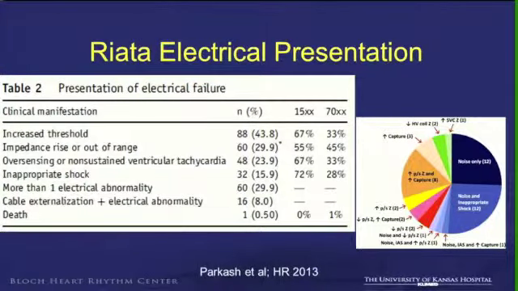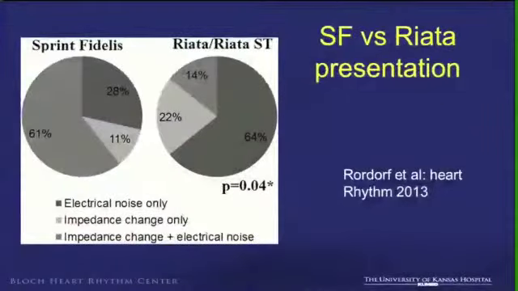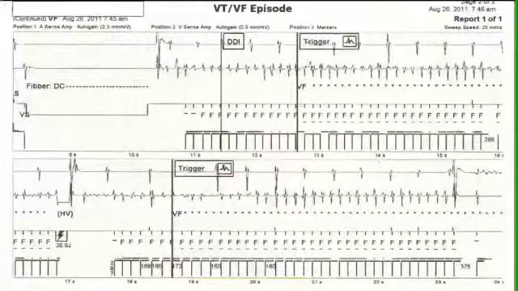So most of the mechanical failures are inert. They did not have electrical failures. On the other hand, there are electrical failures, and about 30% of them had some mechanical issues. So both go hand in hand, but the overlap is very small, and probably the mechanisms are different. So we need to keep that in mind. And obviously, the Sprint Fidelis and the Riata present with different electrical failure patterns. Noise is more in Riata, and impedance change is more in Fidelis because of the mechanism of failure.